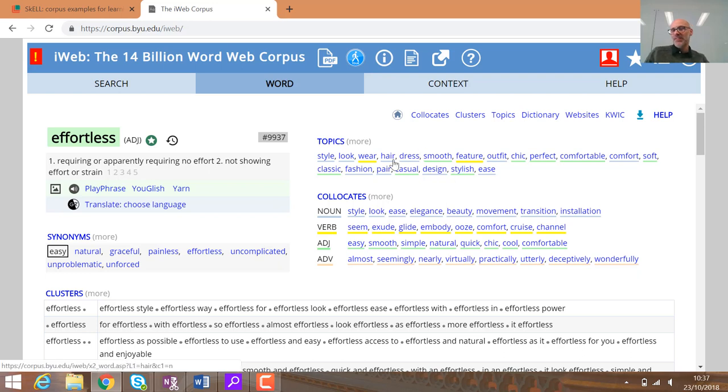Interestingly, the information on topics, I mean, this is something we could think about a lot, but they're largely to do with fashion here. There's no indication from these topics that effortless is a word that could be used with food, but actually it is. So we need to treat this with some caution. It's just that effortless is predominantly in websites about fashion. Effortless appearance, effortless style, and so on.